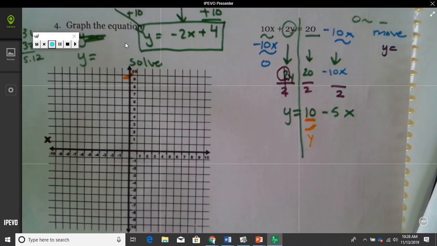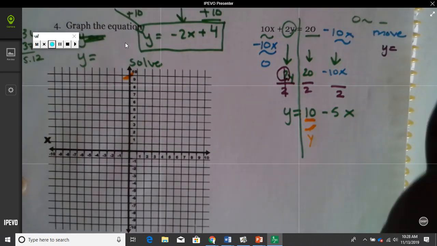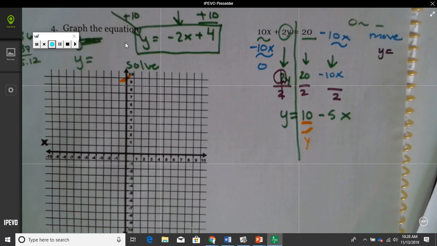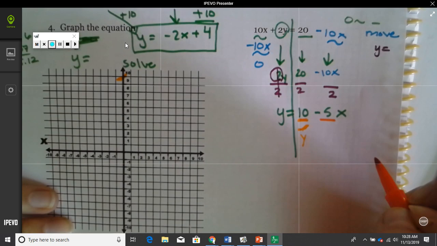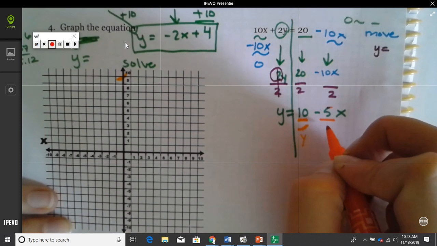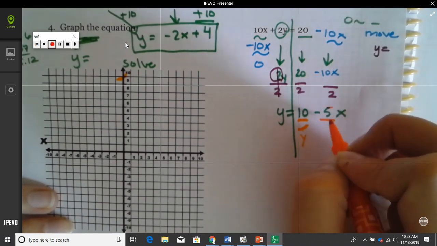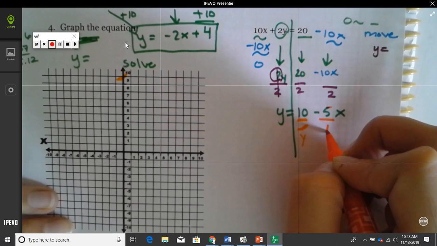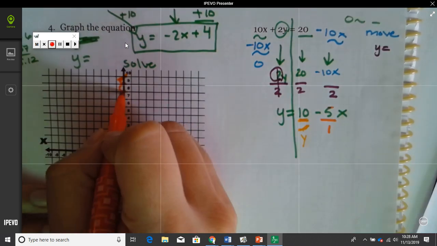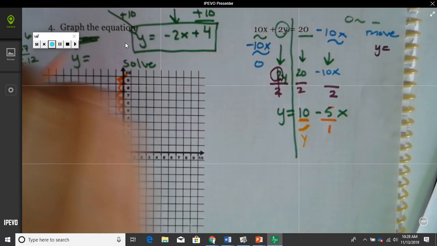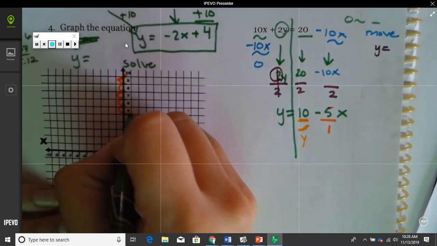Alright, so then I do the slope. It's negative 5, but I don't see the number over it. What does it have to be? Negative 5 over... If it's a whole number, it's not going to be over nothing. You always put a whole number over 1. So you go down 5. 1, 2, 3, 4, 5 from the banana, over 1.